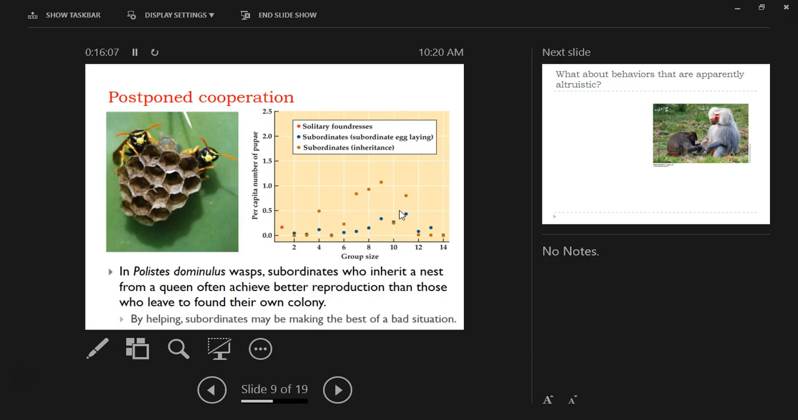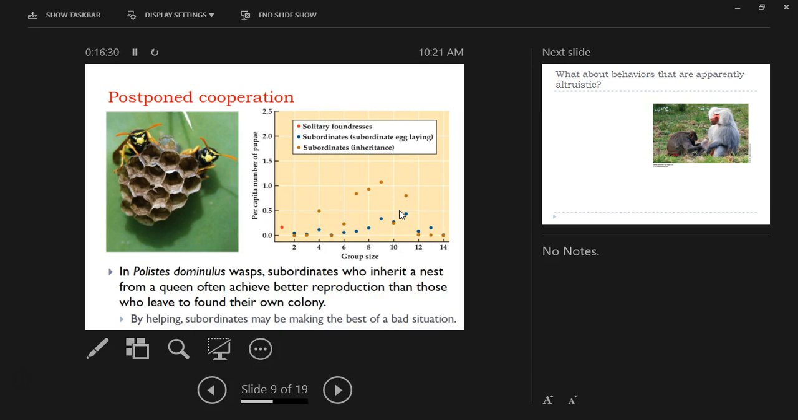So by helping, certainly the dominant female is benefiting immediately. So that's a benefit for her. But the argument here is that selection's favoring subordinates that do this because they will later benefit, and they will also get a benefit later on. So this would be a mutual benefit situation. It's just a delayed mutual benefit. It's a postponed cooperation.